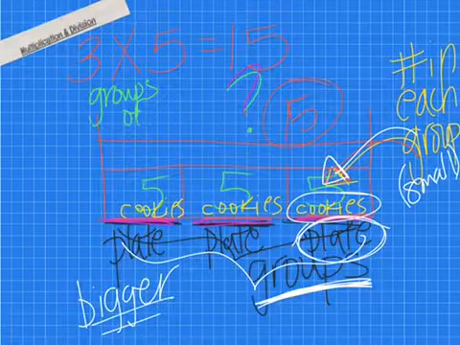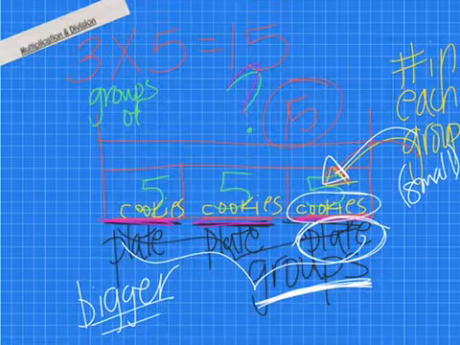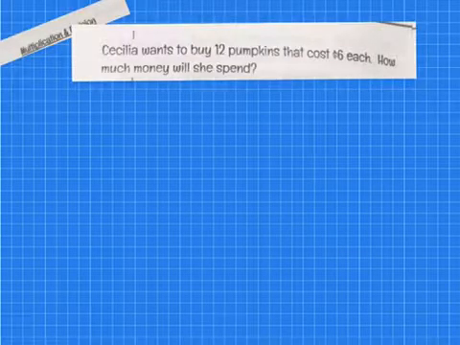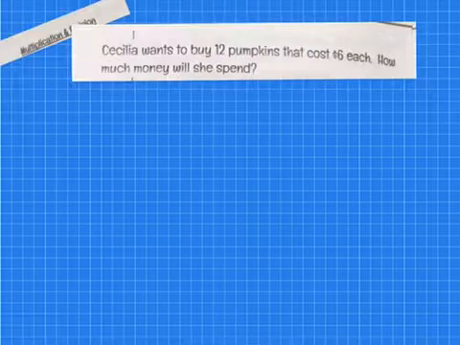Okay, let's try a few word problem examples together. Okay, so here's our word problem. Remember, you read it 2 times. First time, read it all the way through. Second time when you read it, you create that mind movie. It says, Cecilia wants to buy 12 pumpkins that cost $6 each. How much money will she spend?